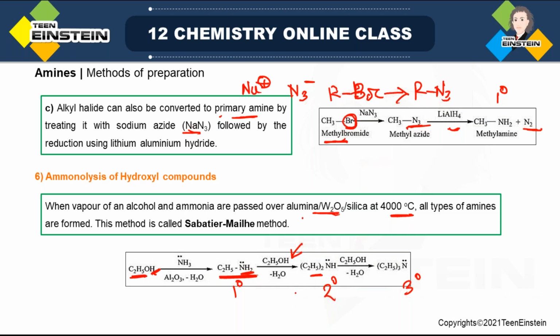Okay. So ammonolysis of hydroxyl compound. The definition of ammonolysis is basically when you are using an ammonia molecule to replace some other group. In this case, it is OH. So it is ammonolysis of hydroxyl compounds.